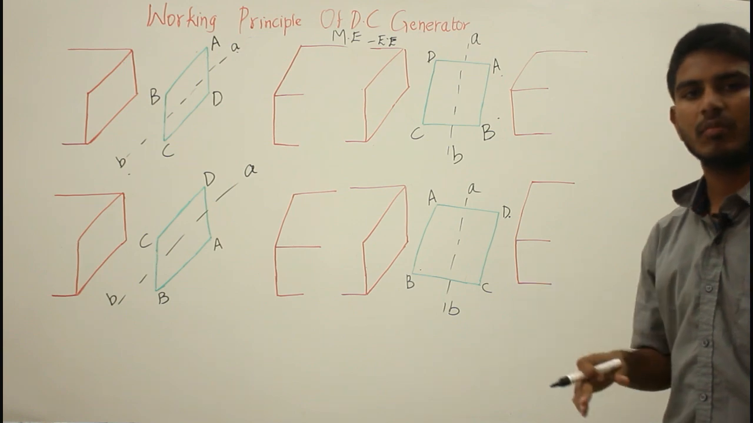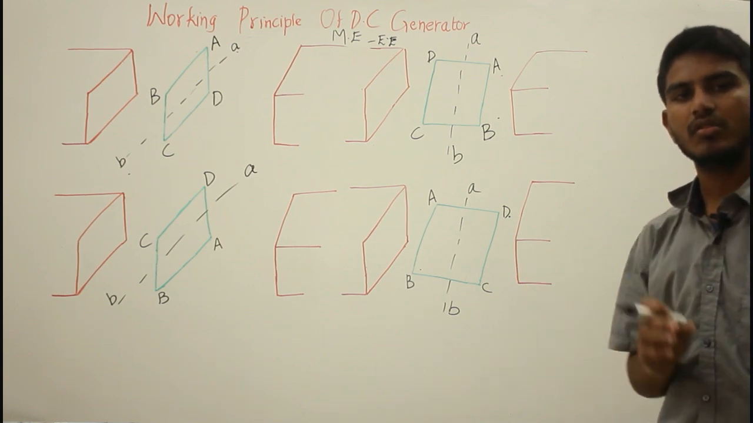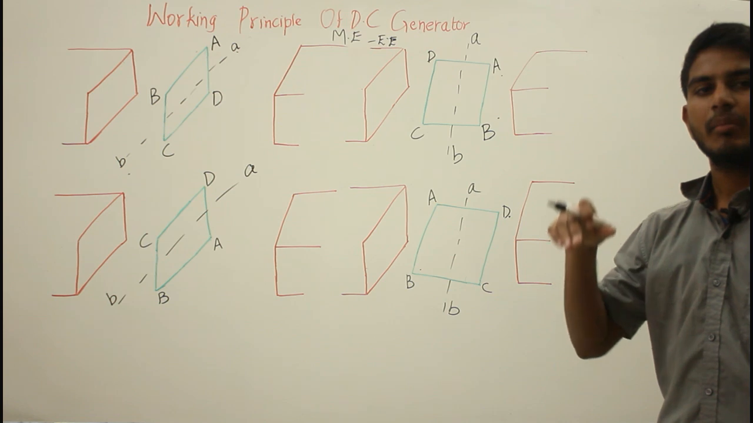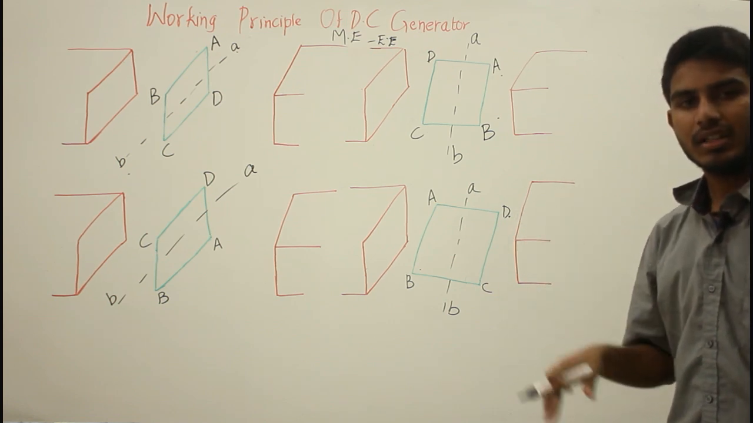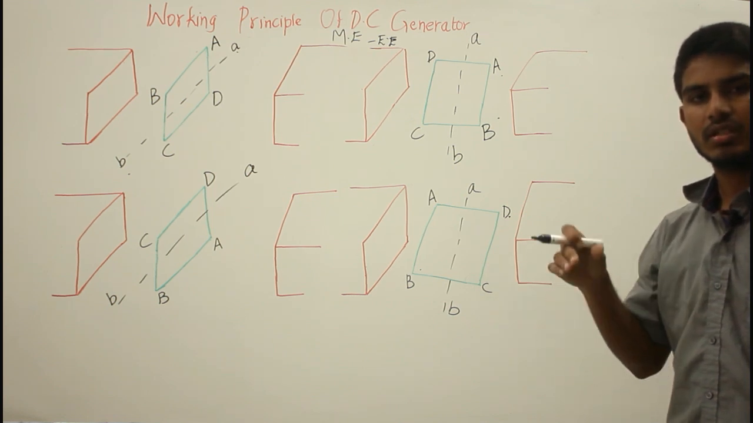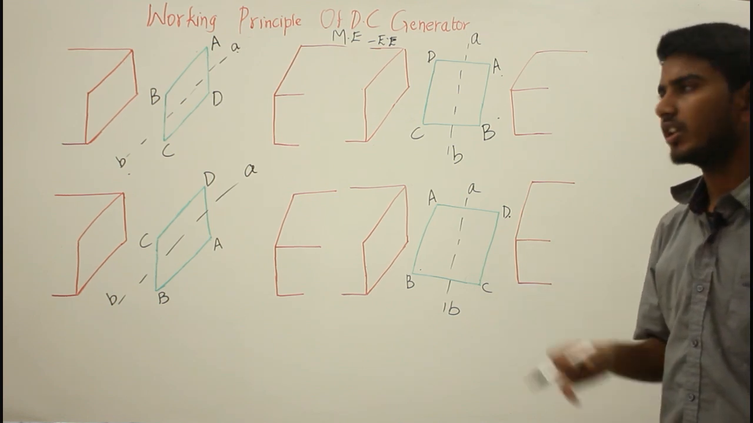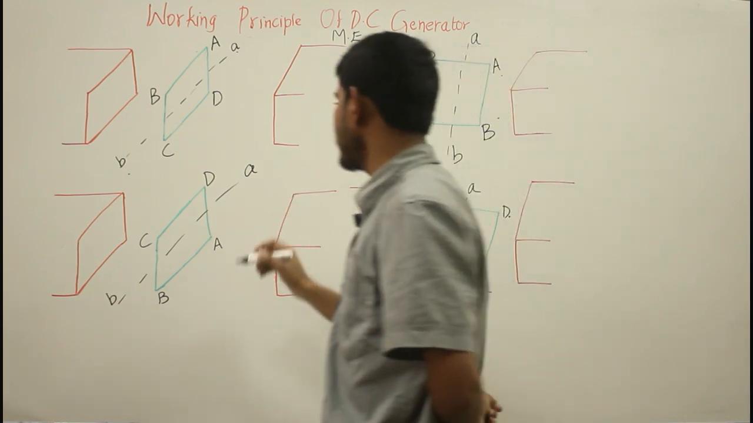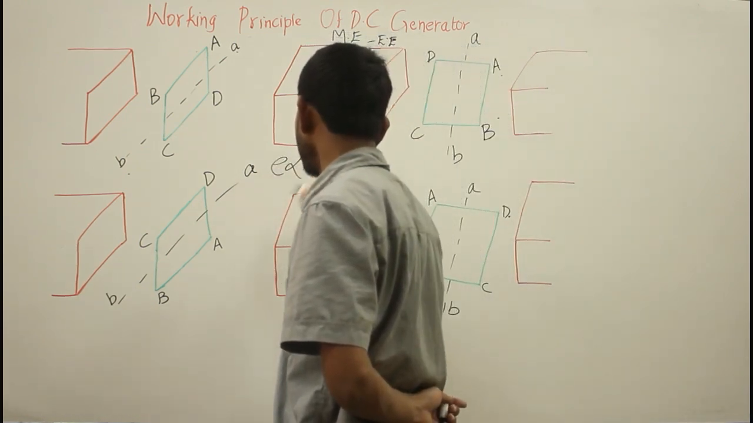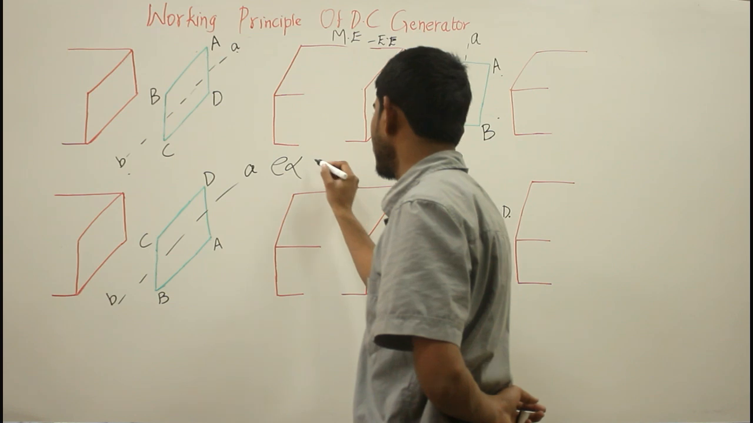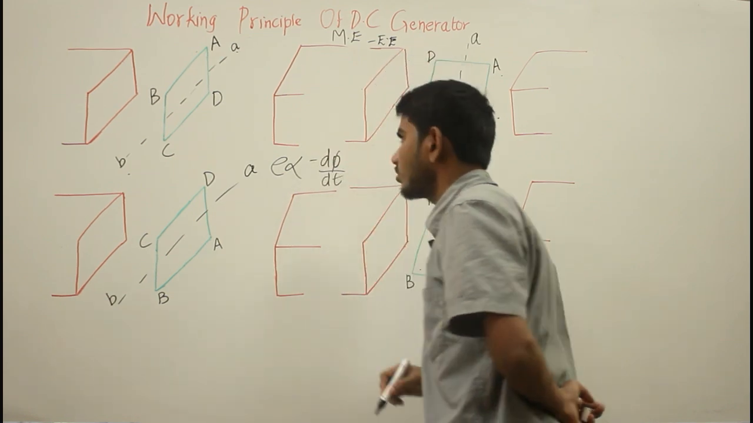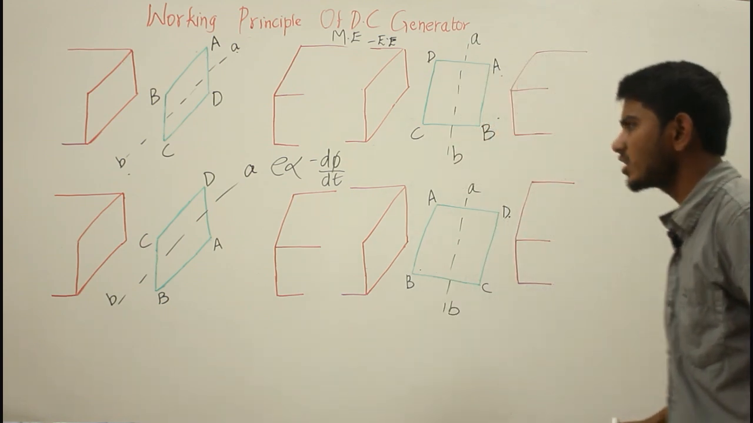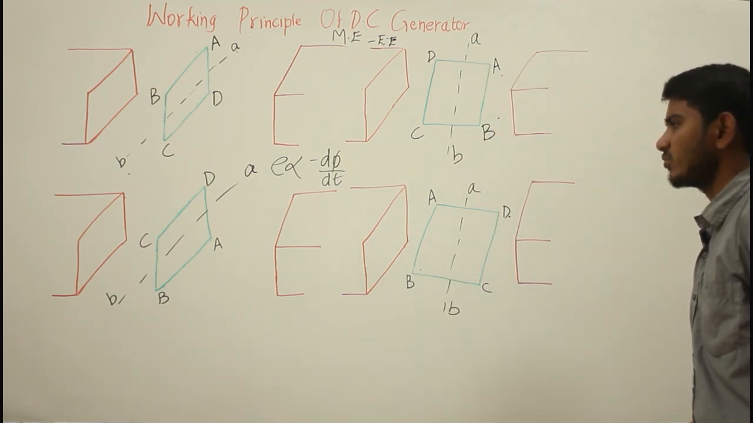If more flux lines pass through the conductor, the magnitude of the induced EMF is more, and if there are fewer, the induced EMF is less. So from Faraday's electromagnetic induction law, the induced EMF is directly proportional to the rate of change of flux. More flux cutting means more induced EMF, and less flux cutting means less induced EMF.